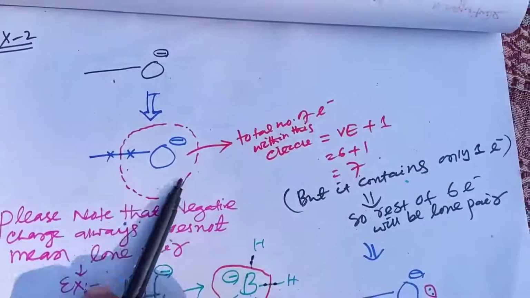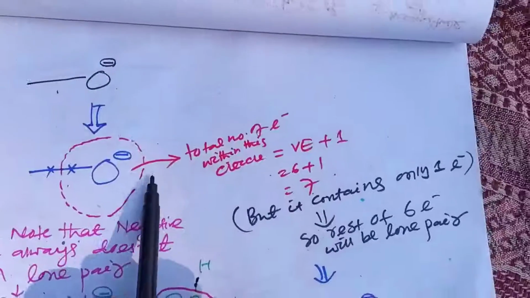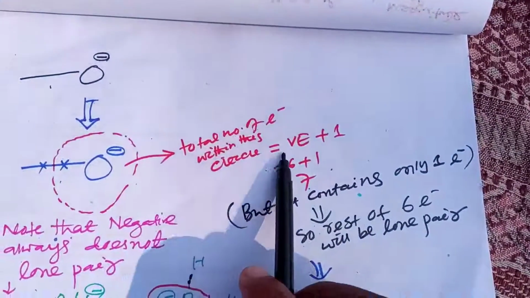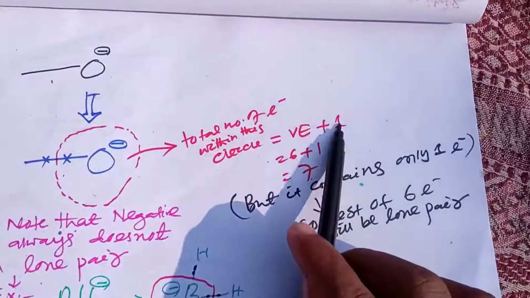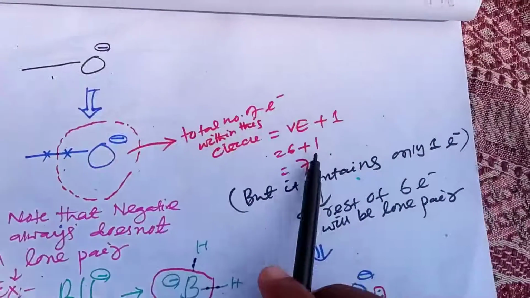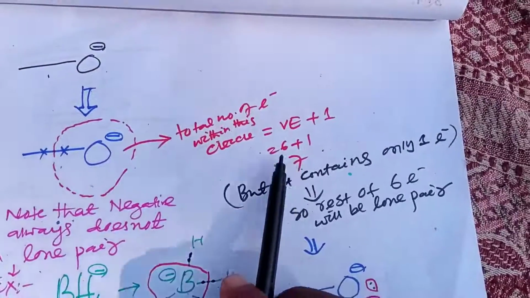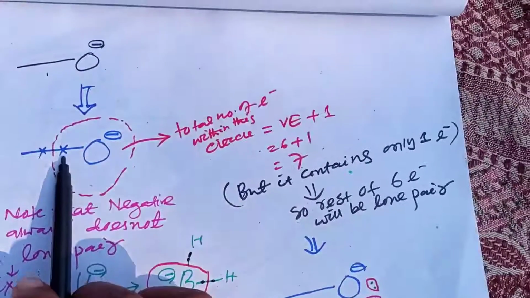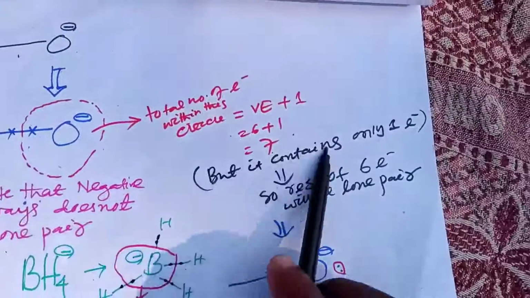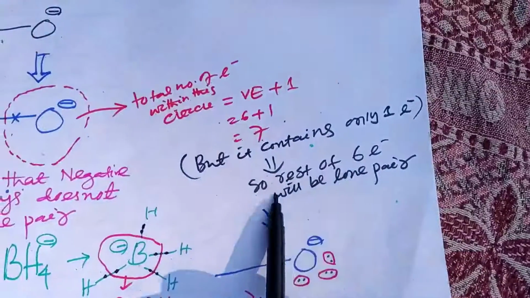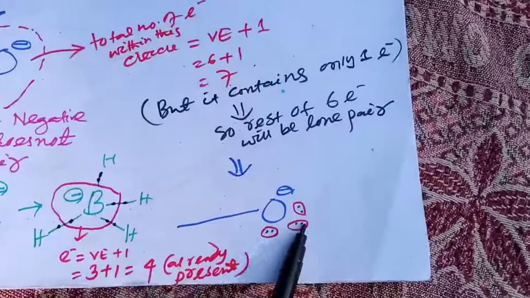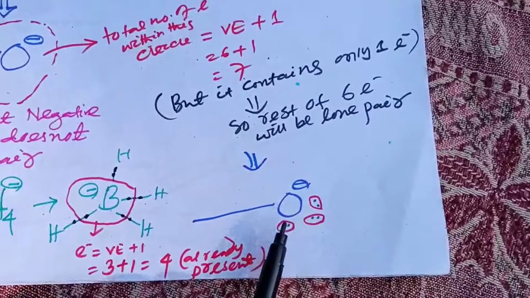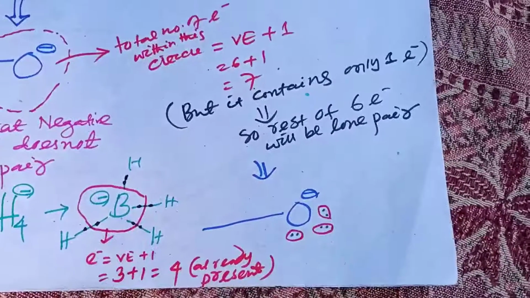So we make a circle, and within that circle the total number of electrons should be equal to the valence electrons. Since it carries a negative charge, you have to add it, so it will be 6 plus 1, that will be 7. But it contains only 1 electron, so the rest of the 6 electrons will be acting as lone pairs. So this oxygen contains 3 lone pairs, 1, 2 and 3.